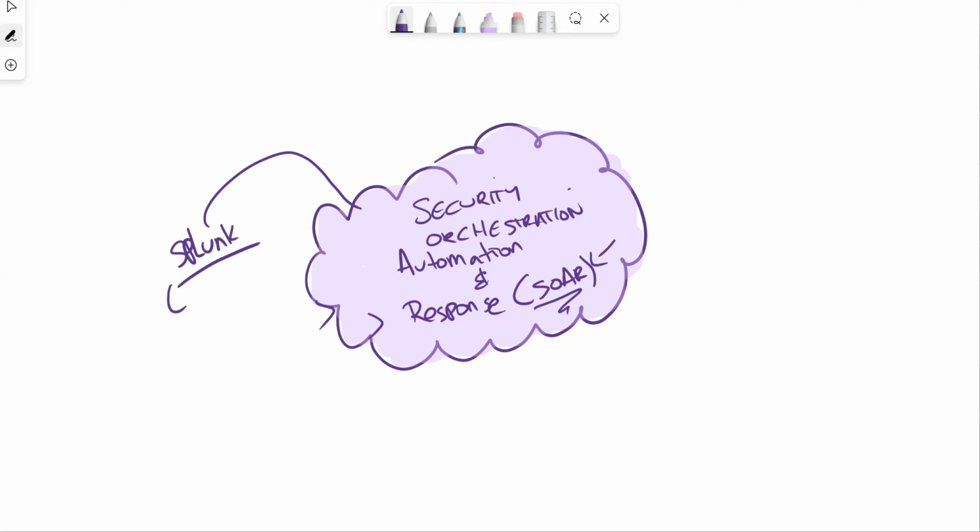So Splunk at the time were doing a lot of the SIEMs and they were running event information and event monitoring tool sets, and they were doing some great, amazing stuff. And then SOAR was coming into play.